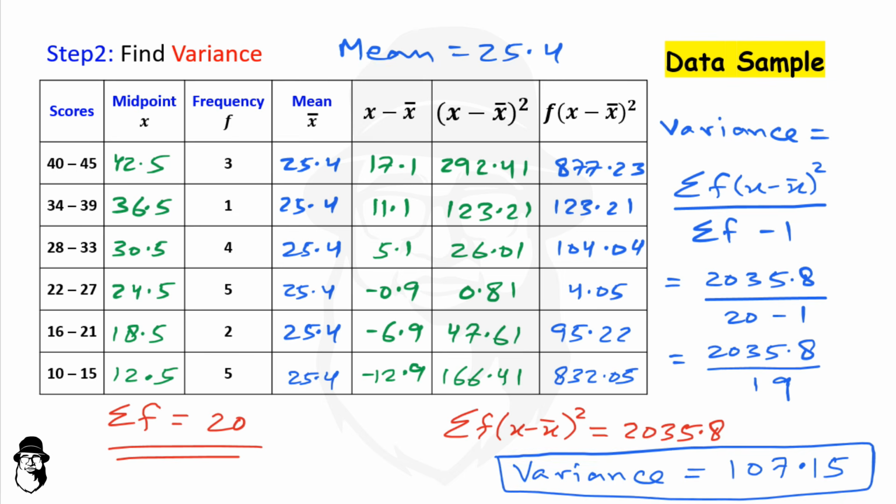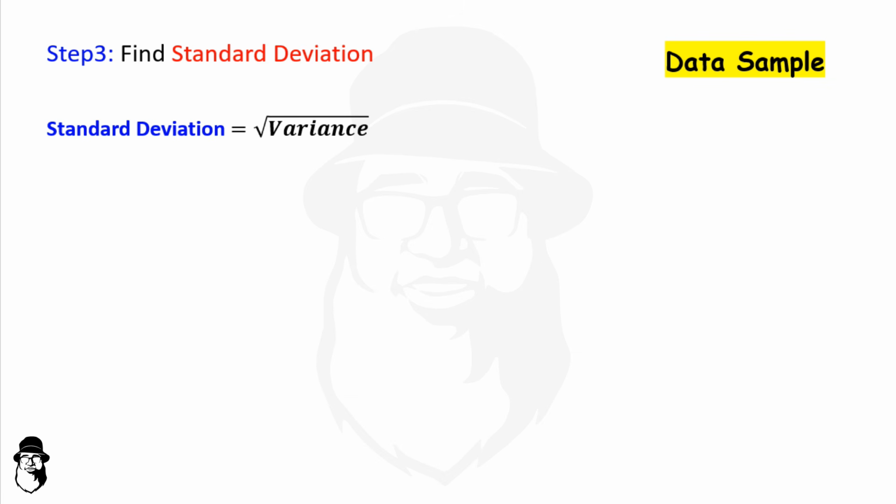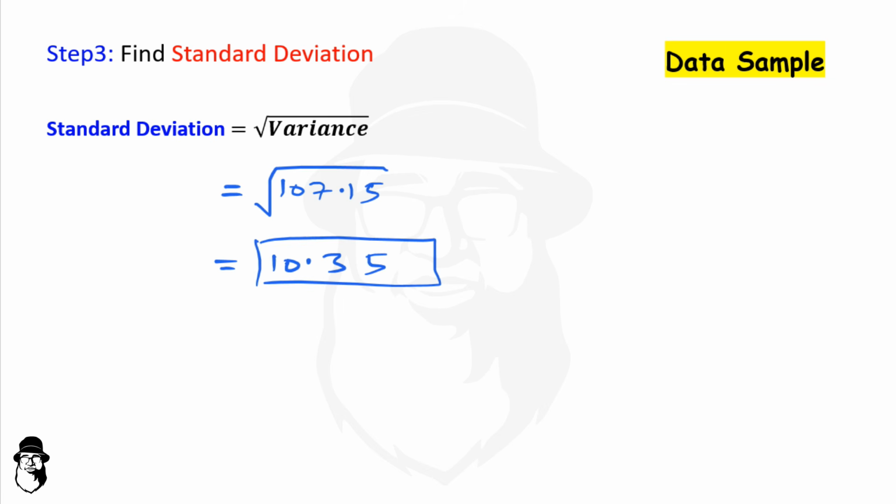Now we need to find the standard deviation, that is step 3. And standard deviation is very easy. It's simply the square root of variance, and variance we already know is 107.15. So we take the square root of that. It will be 10.35. So that is our final answer for the standard deviation.